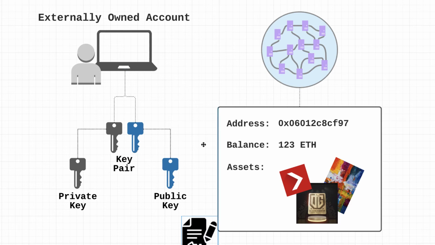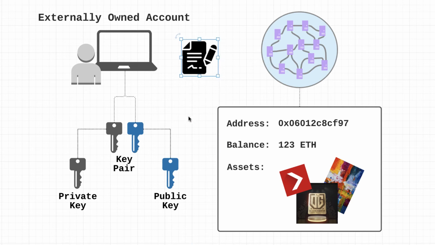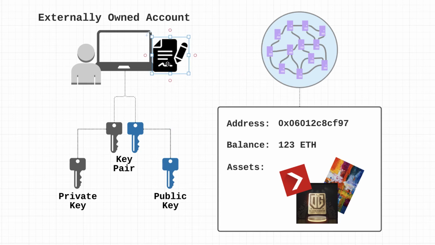And that transaction is going to say, in layman's terms, hey, I want to transfer Ether to someone else. Now, whenever you do that, your app is going to use your private key, and it's going to create something on that transaction called a digital signature. The digital signature is used to prove ownership of your account.